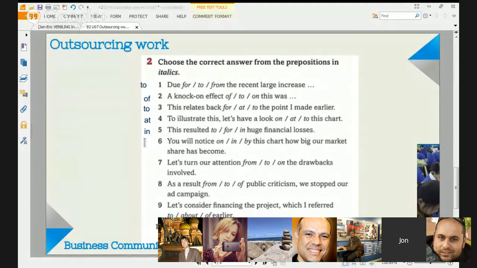Very good. And Paolo for 6. You will notice on this chart how big our market share has become. You will notice on this chart is correct. So we're doing really well. If this is not so hard for you, then this is quite advanced actually. Shell, we're back to you for number 7.